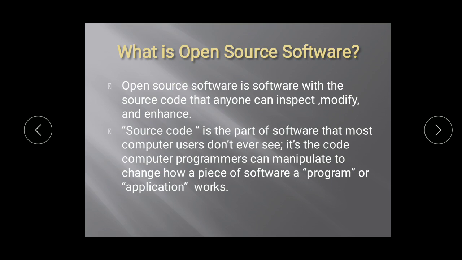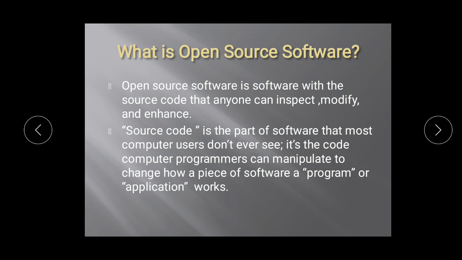Source code is a part of software that most computer users don't ever see. Computer users are not concerned with the source code, but still source code is what your software actually works on. That is the actual code on which your software runs. So that is basically source code. It's the code computer programmers can manipulate. Computer programmers use the source code to develop the software and change how a piece of software, a program or application, works. So the development of the software depends on the source code.